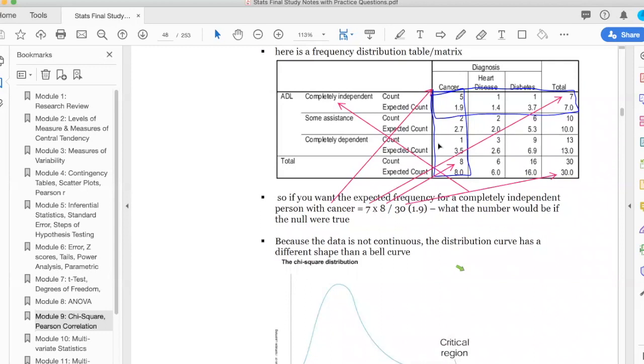Okay, so the 7 is coming from the total of this row of completely dependent people, right? There are 7 completely dependent people in the entire study, okay? Then the 8 comes from the total of people with cancer. So you have 8 people with cancer in the study, 8 out of 30 people. So you're going to multiply that 7 times 8, and then you're going to divide by 30. And that gives you 1.9, which is nicely given to us here in the chart. That is what the number would be if the null were true.